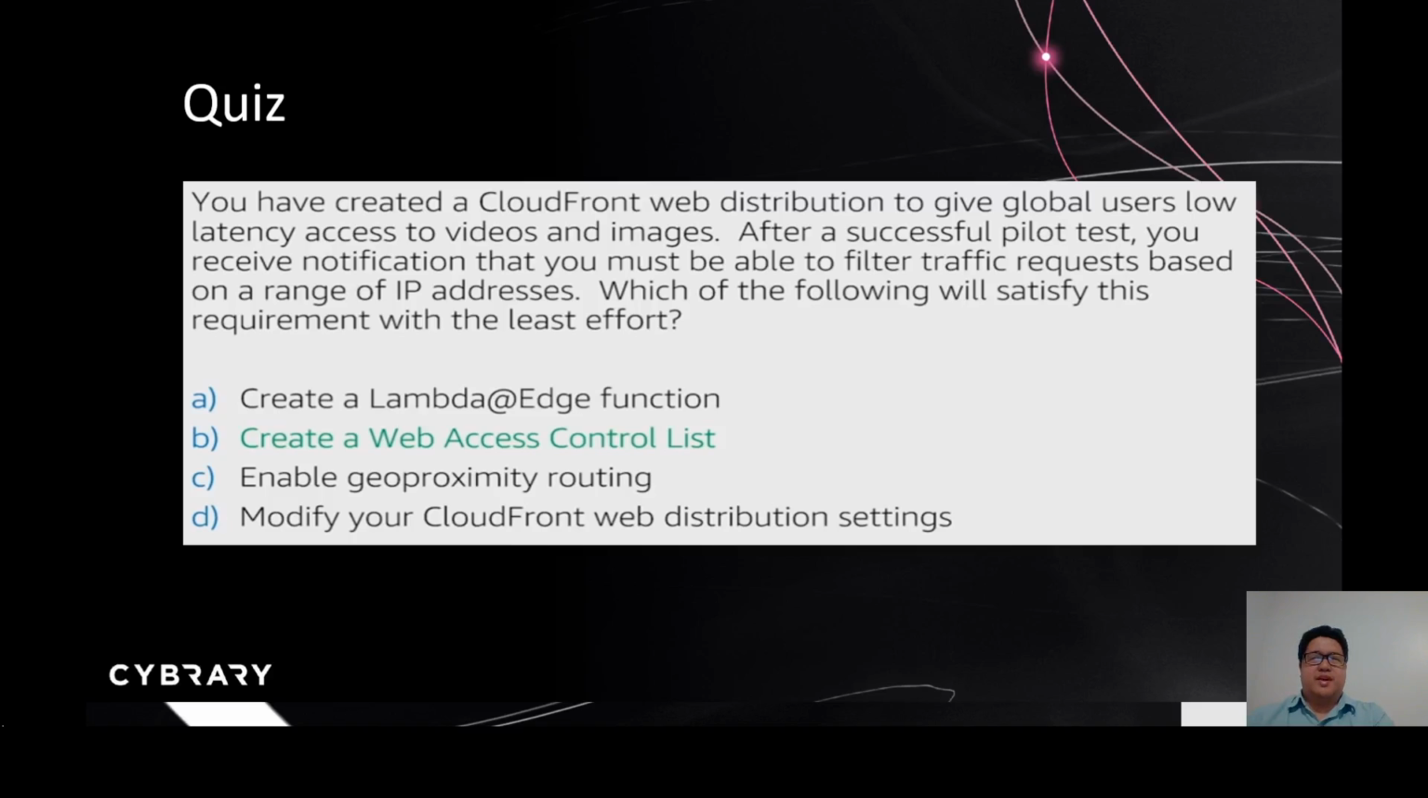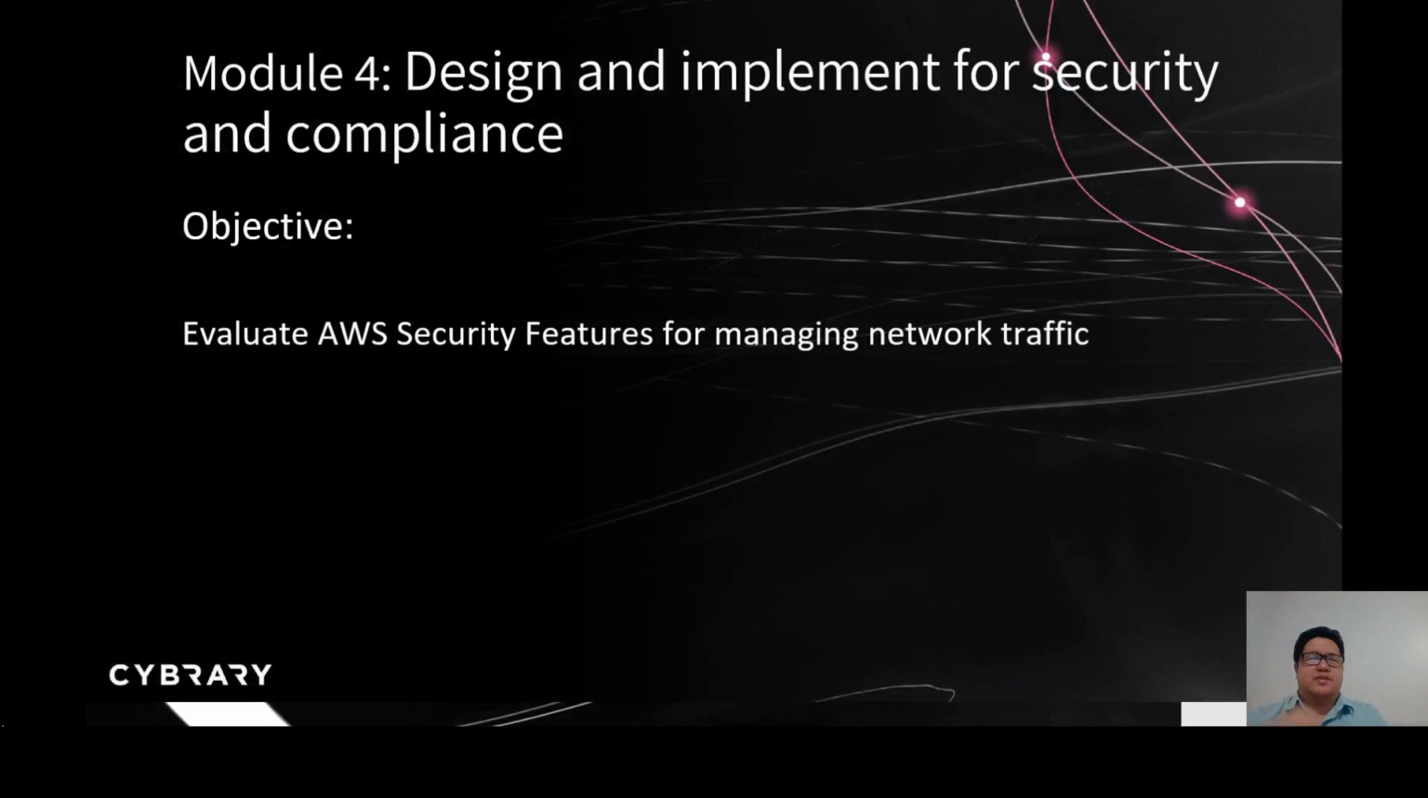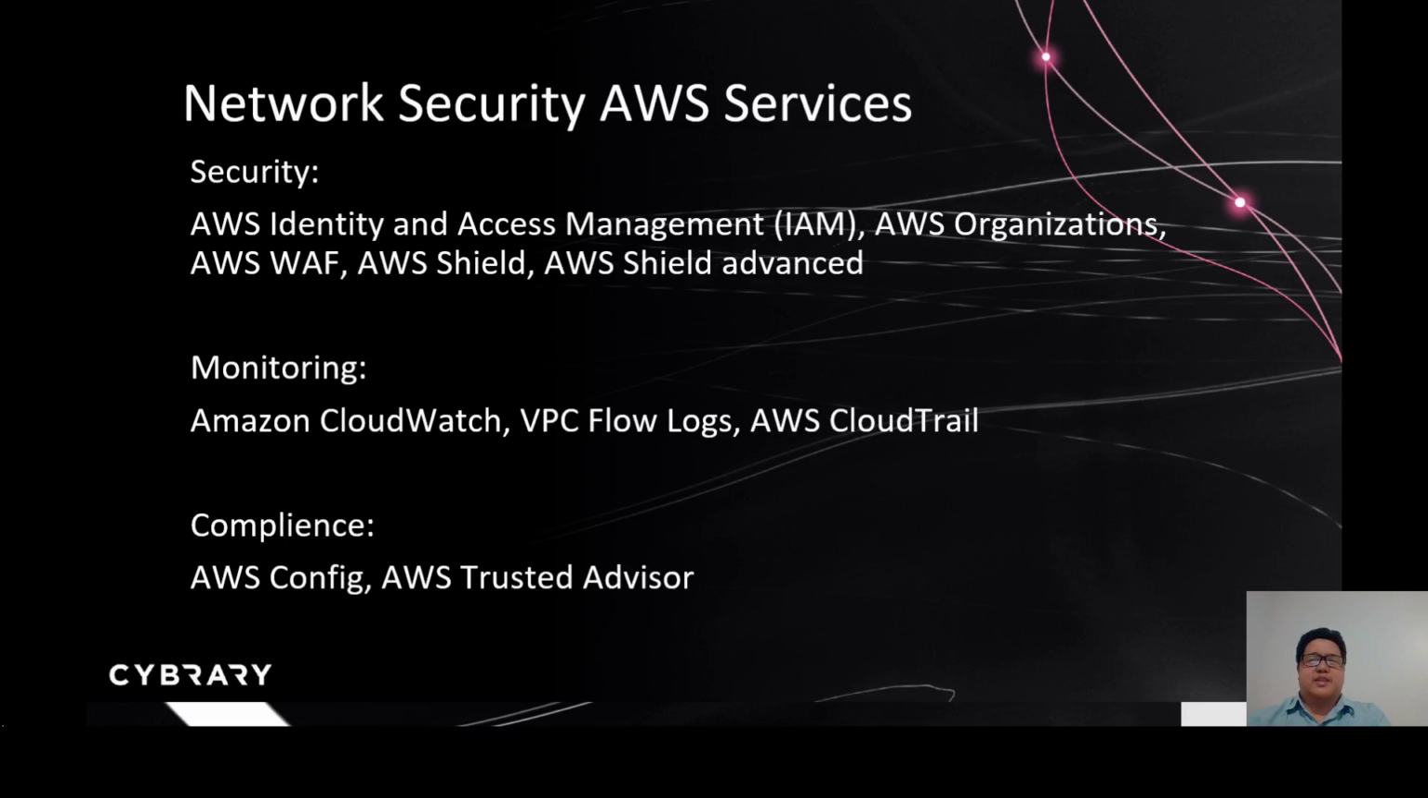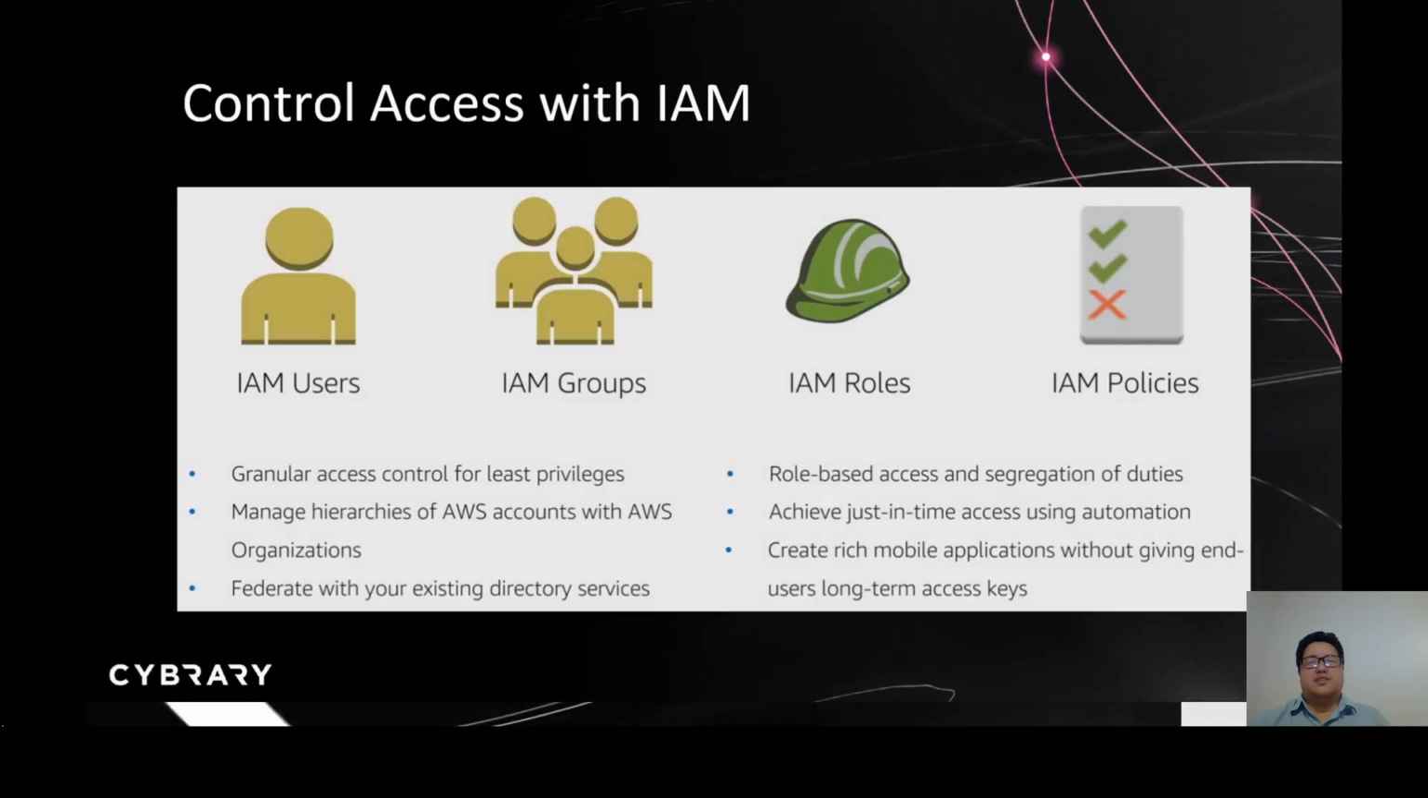Next module, Module 4, Design and Implement for Security and Compliance. Our objective here is to evaluate AWS security features for managing network traffic. Network security AWS services. What are they? For security, we have AWS Identity and Access Management, AWS Organizations, AWS WAF, AWS Shield, and AWS Shield Advanced, monitoring with Amazon CloudWatch and others, and compliance. Control access with IAM is dealing with identity and access management so that your center will be able to control the access of all users. Role-based is the approach here with segmentation of duties.